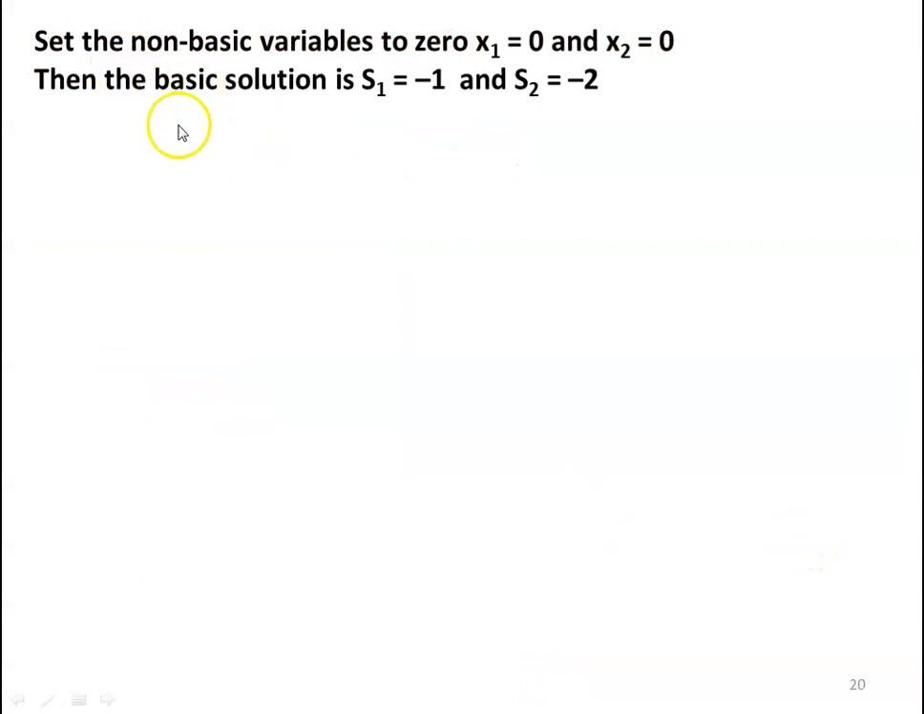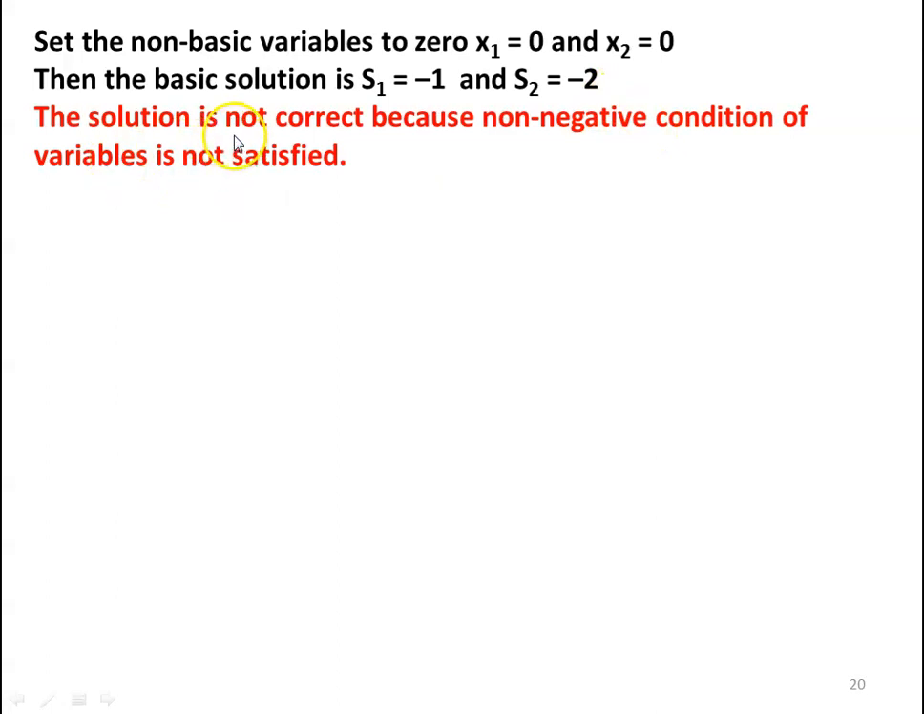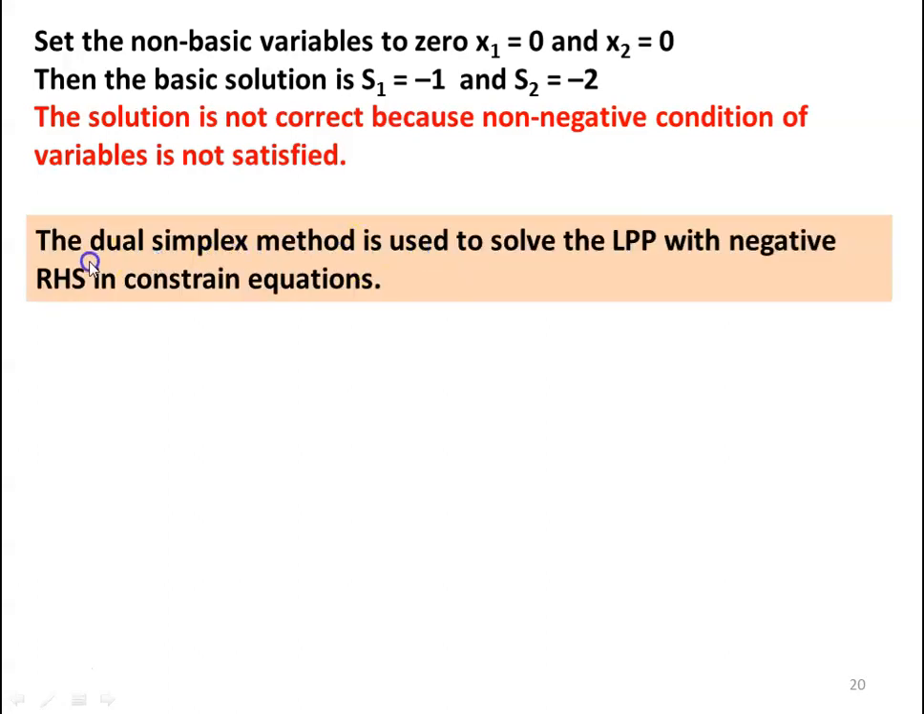Now, setting the non-basic variables to 0, so x1 equal to 0, x2 equal to 0, the basic solution will be s1 equal to minus 1 and s2 equal to minus 2. So, the solution is not correct because of the non-negative condition of the basic variables. The s1, s2 values are taking negative values, so the solution is not satisfied. So, now, use the dual simplex method.